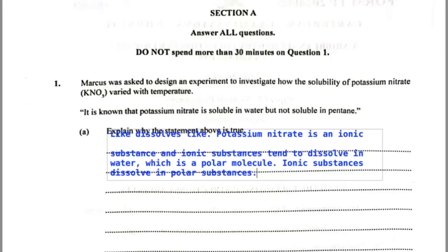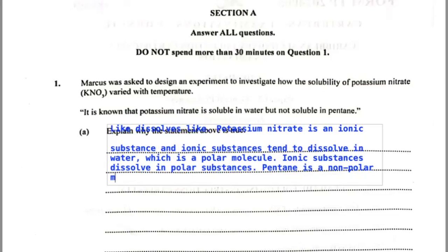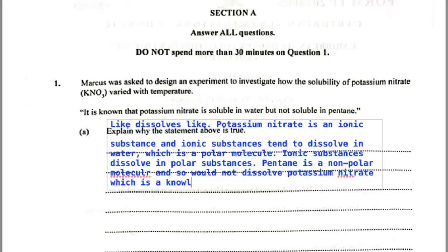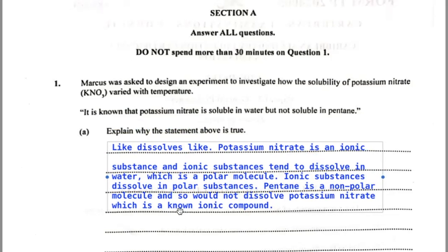One thing we're going to say is that pentane is a non-polar molecule, and so would not dissolve potassium nitrate, which is a known ionic compound. The only thing that pentane will dissolve would be substances that are non-polar. But potassium nitrate is not non-polar. It's actually ionic, and when you put it in a substance like water, you get it separating into its cation and its anion. So we'll leave this there. And let's see what else Marcus has to do.